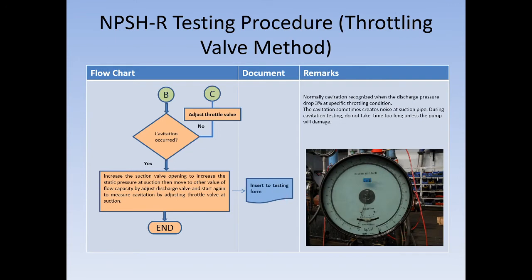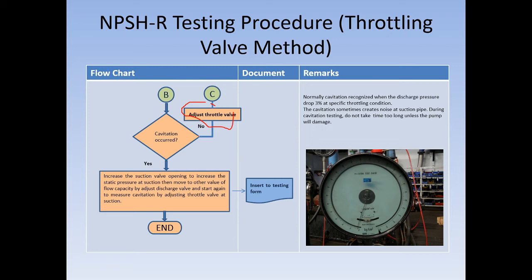So the method, as I explained to you in this graph: adjust the throttle valve at the suction, and then at the specific flow capacity, let's say 100 meter cubic per hour, is the cavitation occurring? You just answer yes or no. But how do you say that cavitation has already occurred? First, as I explained, it sounds like marbles, etc.